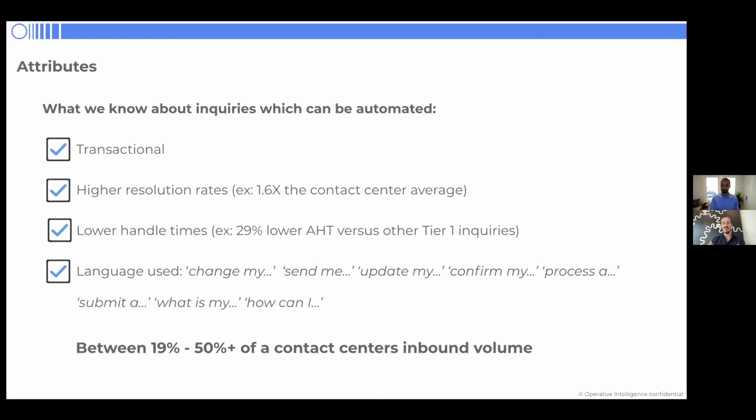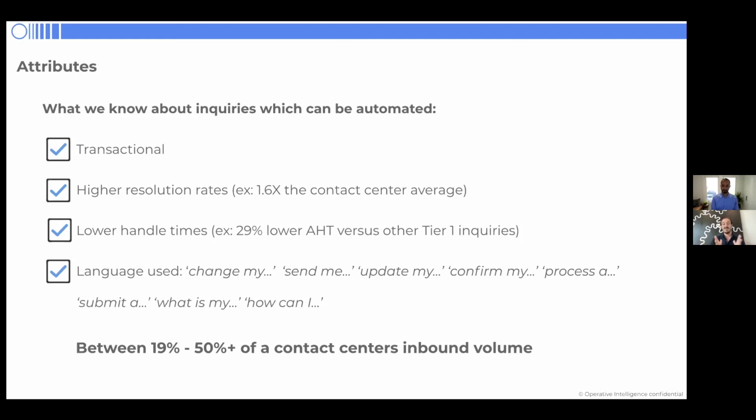The most important piece is the language used by the customer. This is why it's so important to retain that fidelity around what your customers are saying. They're using language like change my address, send me a new card, update my payment information, confirm my account, process a payment. It's transactional in nature. When you're looking at this across hundreds of thousands of classifications, it's kind of crazy how well it lines up, even across different industries. Customers are using the same language for transactional inquiries.